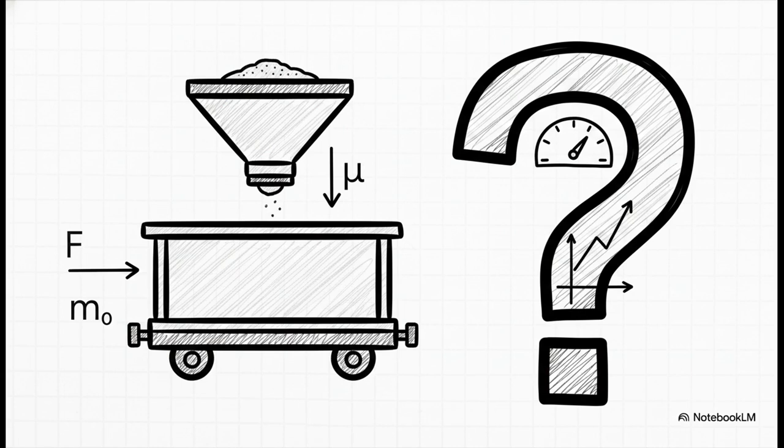And here it is, problem number 1.183 in all its glory. We've got the flat car's initial mass, which we'll call m0. We've got that constant force, F, and we're told that sand is being added at a constant rate, which we'll call mu, measured in kilograms per second. The big question is, as this thing gets heavier and heavier, how do its velocity and acceleration change over time?